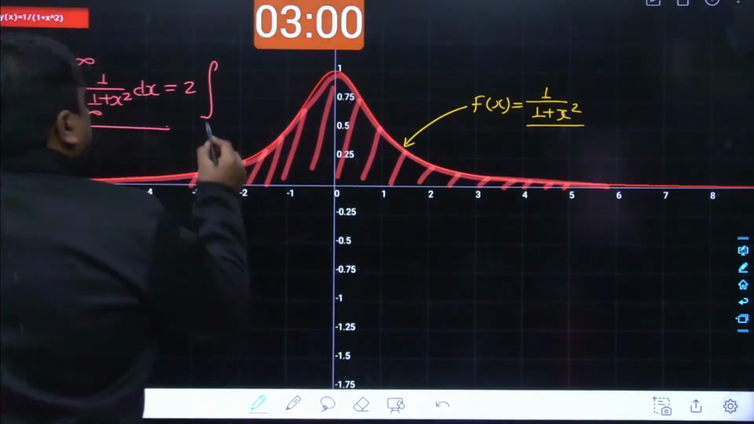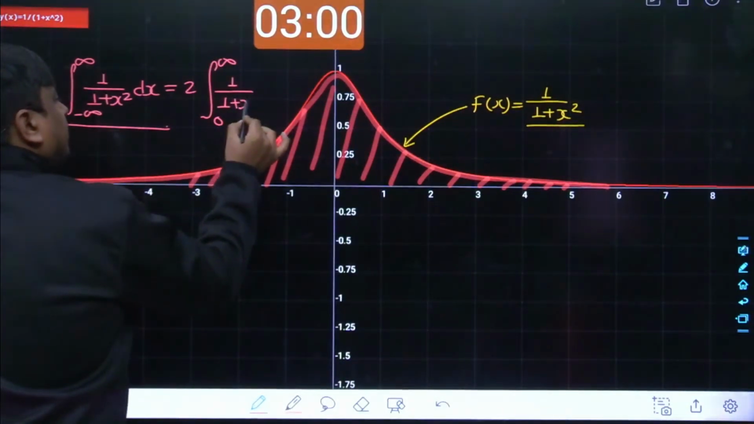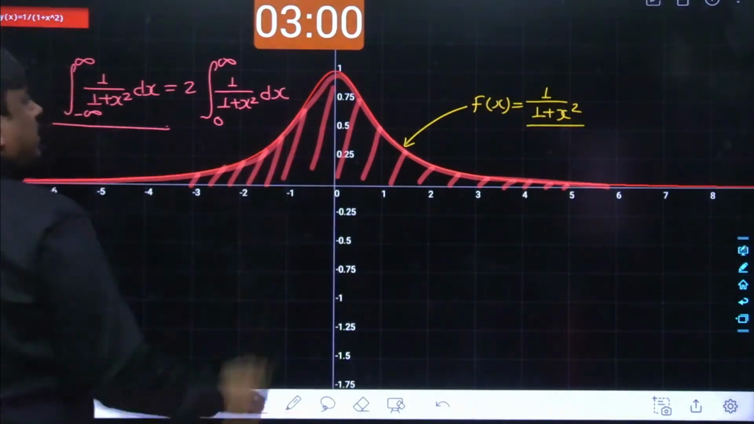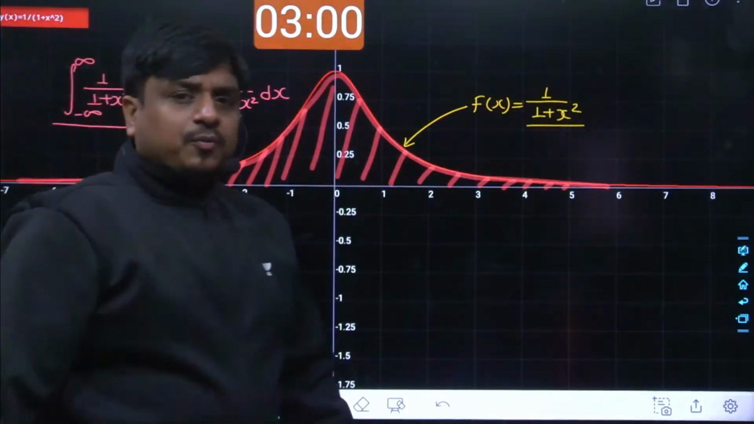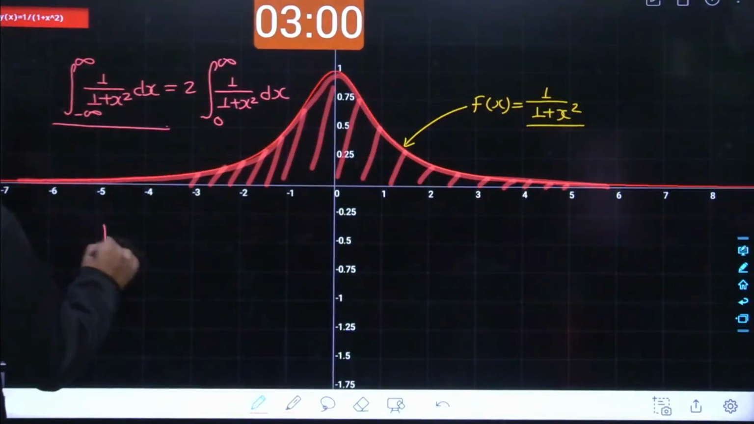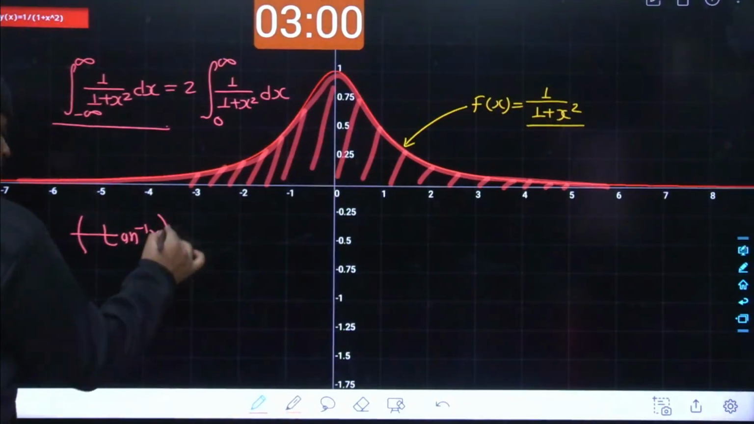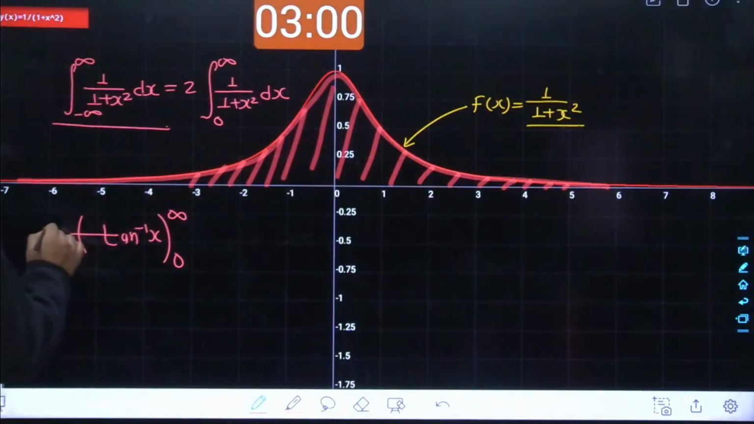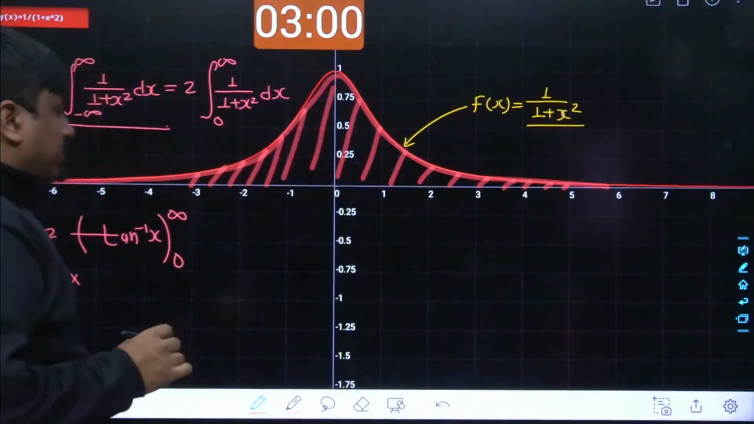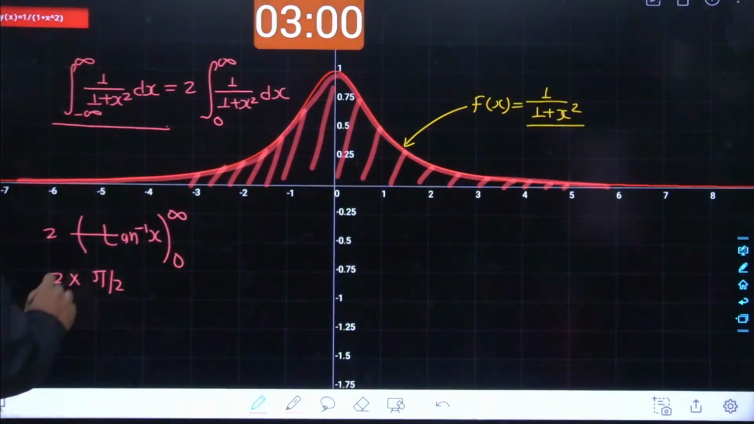And here comes 2 times the integral from 0 to infinity of 1 upon 1 plus x square dx. The integration of 1 upon 1 plus x square is already known to me, and that is tan inverse of x. So here comes tan inverse of x, lower limit 0, upper limit infinity, multiplied with 2. Tan inverse of infinity stands for pi by 2. Tan inverse 0 stands for 0, so pi by 2 minus 0 stands for pi by 2 only. So the result which we get is pi.